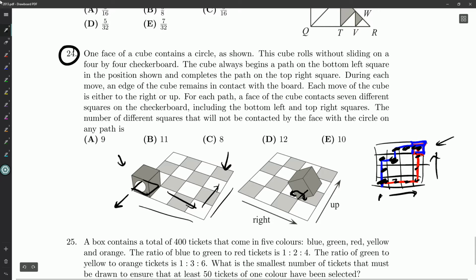The number of different squares that will not be contacted by the face with the circle on any path is... And then I got some options. Some big numbers here. 8, 9, 10, 11, 12. Okay. See here. So that will not be contacted by the face with the circle on it.